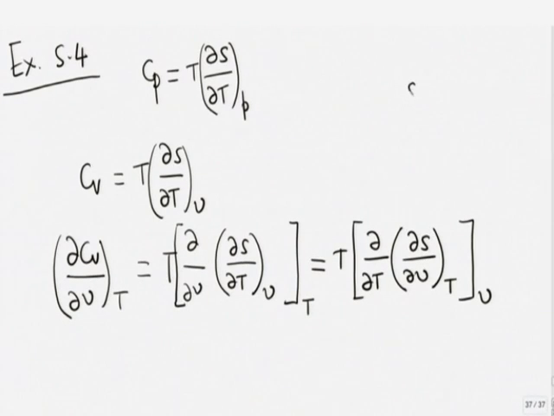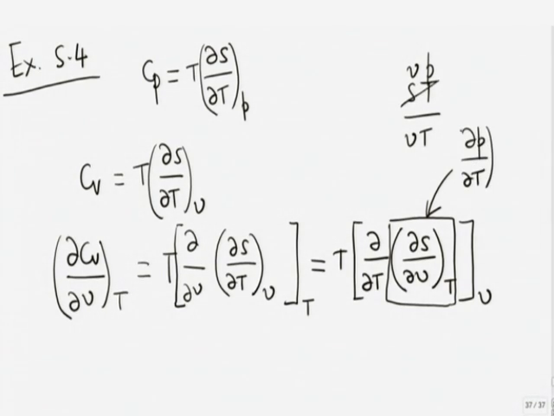Is this a candidate for Maxwell? ST, VT. There is a TS, so I call it PV. It is partial of P with respect to T at constant volume. Am I right? So this becomes partial of P with respect to T at constant volume. No, I don't think there is a negative sign. Is there a negative sign? No, there is no negative sign. And which Maxwell's relation is this? Third one.